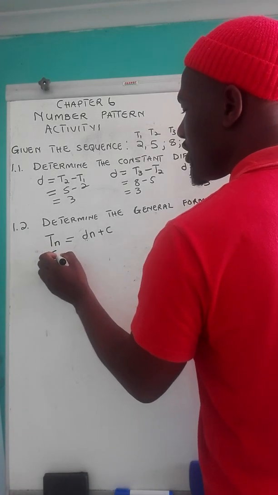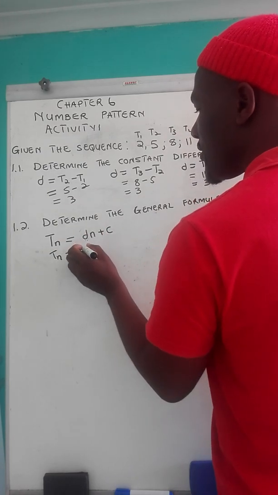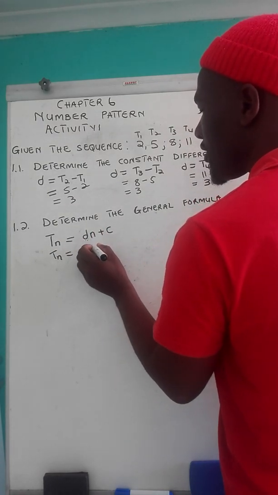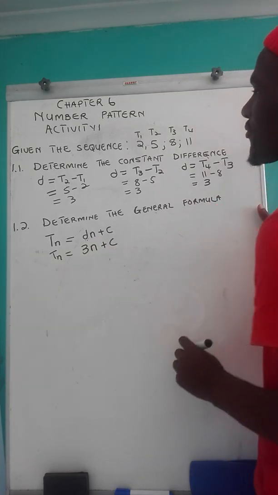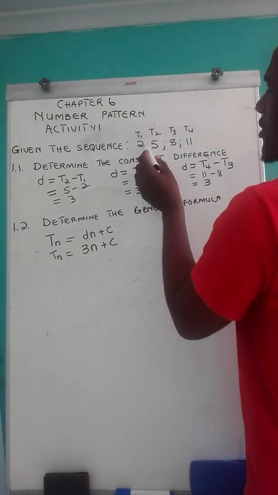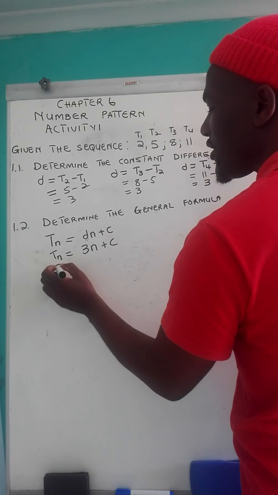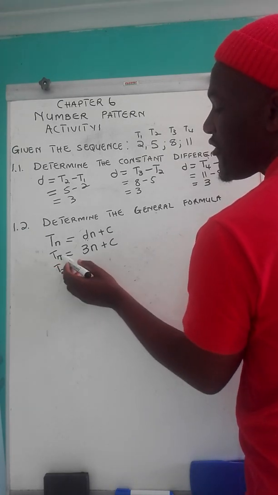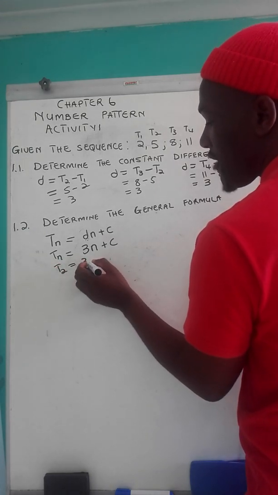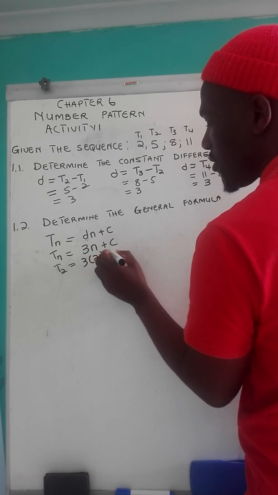Then you substitute your d. What is your d? Your d is 3. Where you see d, substitute 3, times n, plus c. You can use any term. I can use term 2 if I want to. Let's say term 2. If you put 2 where you see n, that means I have to put 2 here also, plus this c.